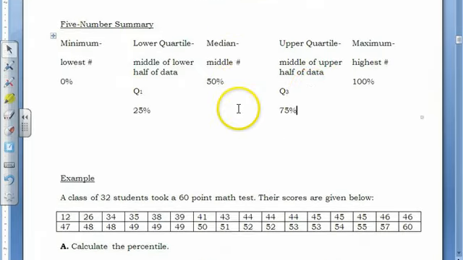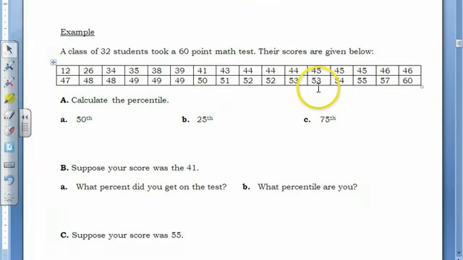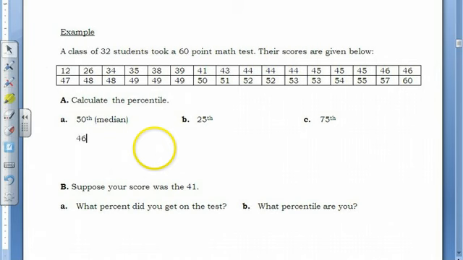Okay, so we have an example. A class of 32 students took a 60-point math test. Their scores are given below. These numbers are in order, starting from 12 and then going up to 60. Calculate each percentile. So the 50th percentile is also known as the median. If we want the median, we have to find the middle number. Since these are already stacked, I know that the middle number would be between 46 and 47, which is 46.5. And again, if that middle number isn't super obvious, you can find the mean: 46 plus 47 divided by 2 would still be 46.5.